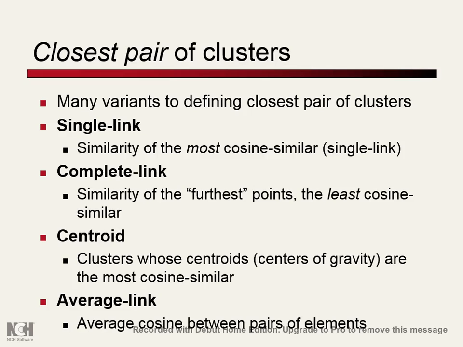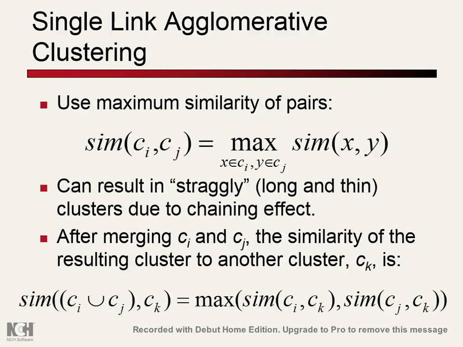There are 4 different approaches, many variants, to define the closest pair of classes, including single link, complete link, centroid, and averaging. The first one is single link. Single link means I will check the distance for given 2 clusters.